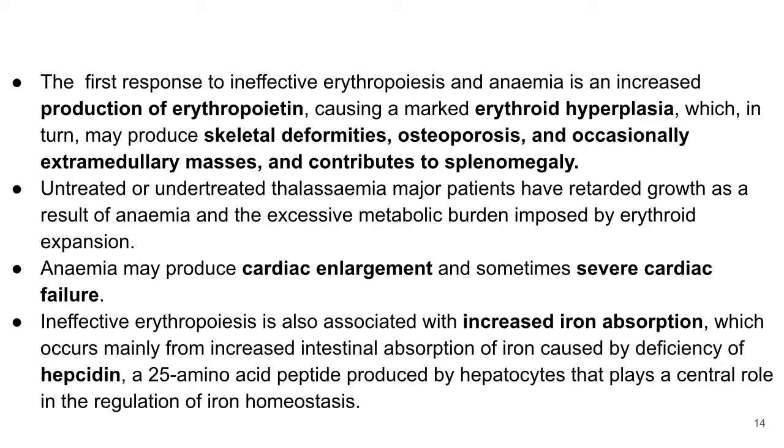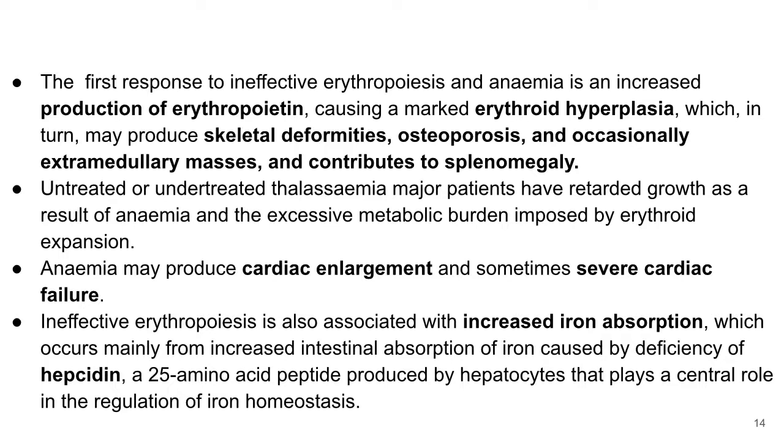The first response to ineffective erythropoiesis and anemia is an increased production of erythropoietin, causing a marked erythroid hyperplasia, which in turn may produce skeletal deformities, osteoporosis, occasionally extramedullary masses, and contributes to splenomegaly. Untreated or undertreated thalassemia major patients have retarded growth as a result of anemia and the excessive metabolic burden imposed by erythroid expansion. Anemia may produce cardiac enlargement and sometimes severe cardiac failure.